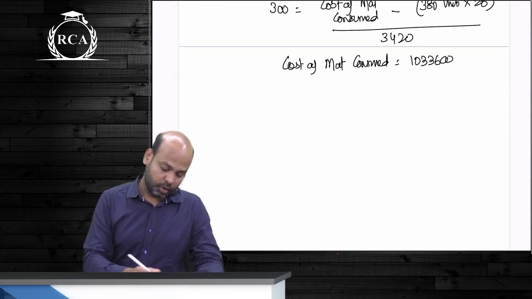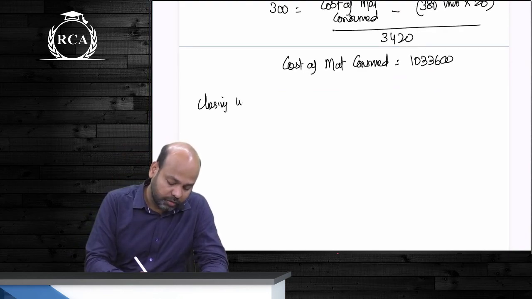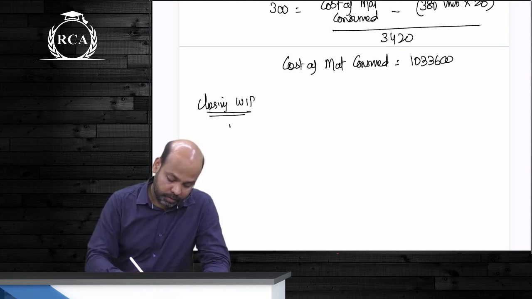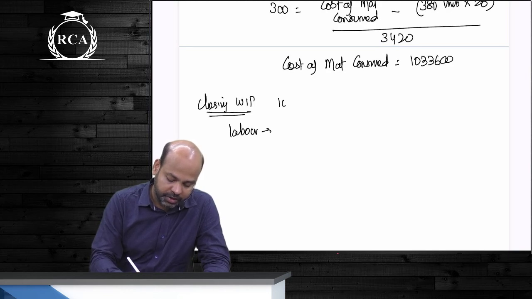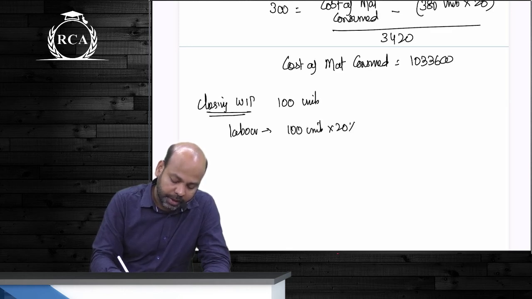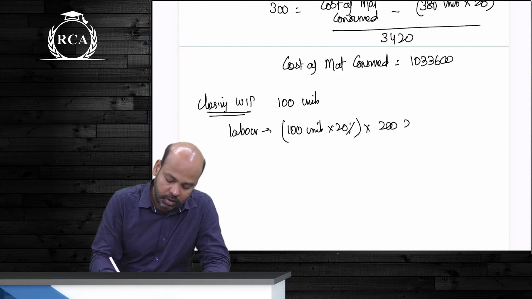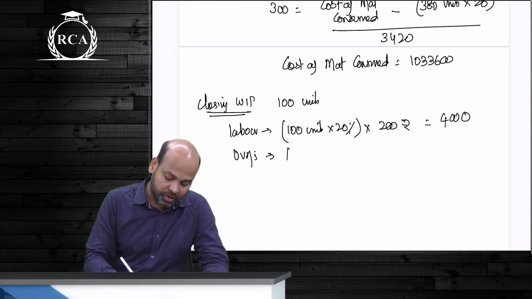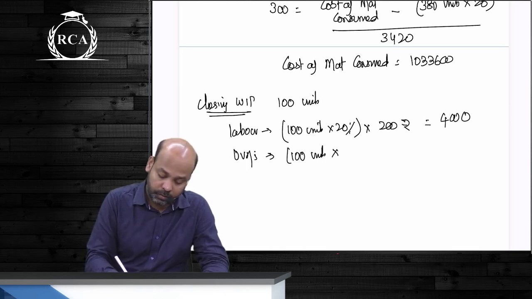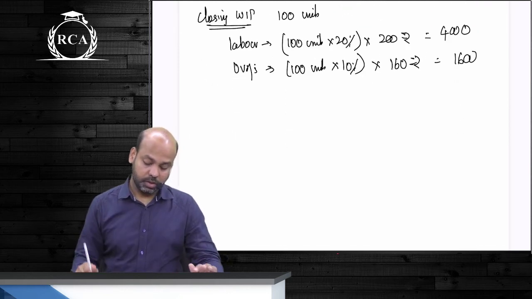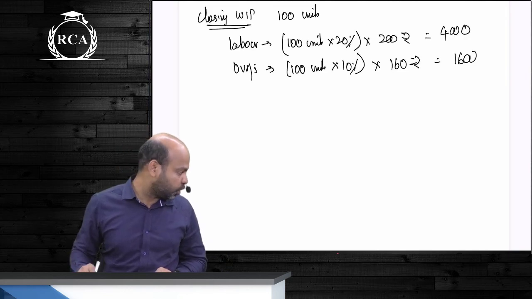Guys, closing work in progress valuation. They're not asking us total closing work in progress, only labor and overheads. For labor, beta, though you have 100 units, the degree of completion for labor was only 20%, so we'll take 100 units into 20%, into cost per unit of 200 rupees. That will become 4000. For overheads, guys, degree of completion is how much? So that'll be 100 units into 10% multiplied by 160 rupees, 1600. This will be the valuation of closing work in progress, guys.